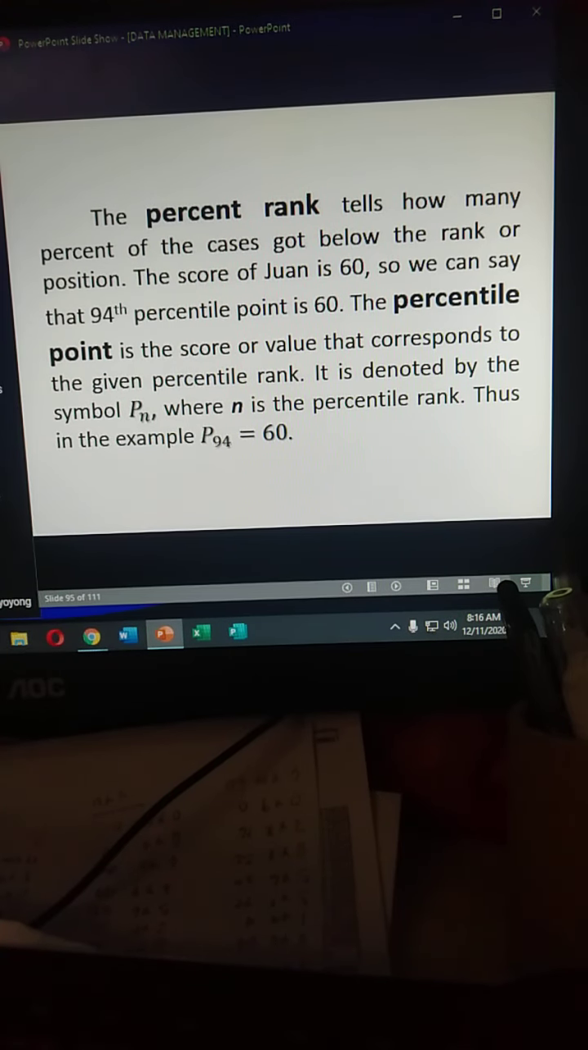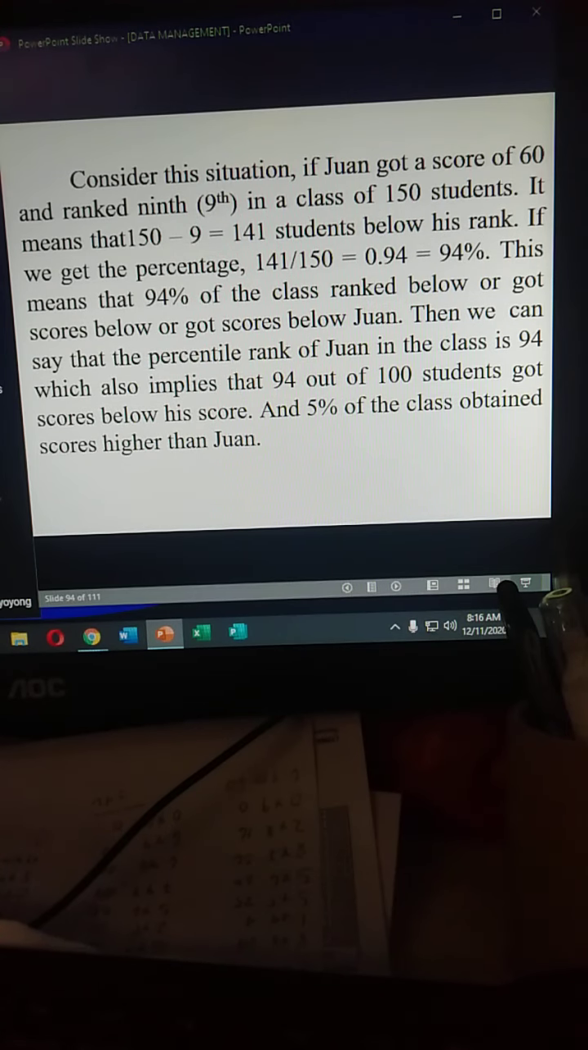Okay, the score of Juan is 60. So we can say that the 94th percentile point is 60. The percentile point is the score or value that corresponds to the given percentile rank. It is denoted by the symbol Pn, where n is the percentile rank. Thus, in this example, P94 is equal to 60.